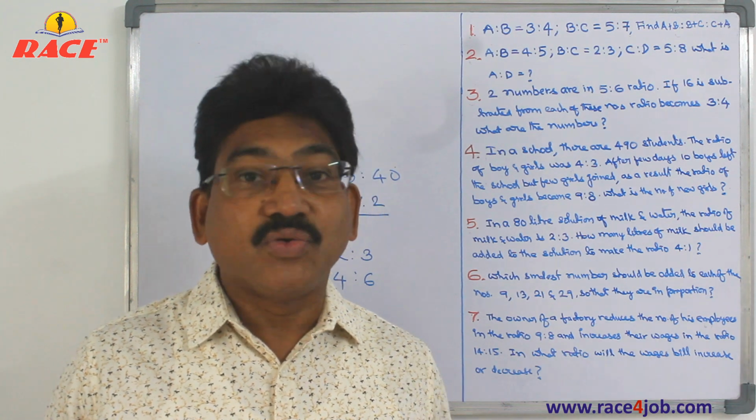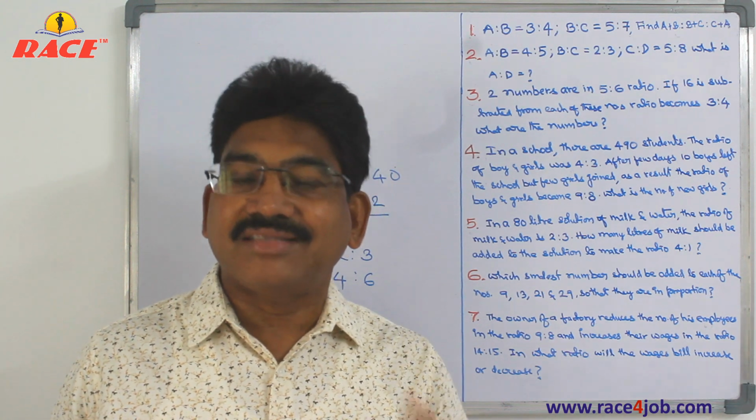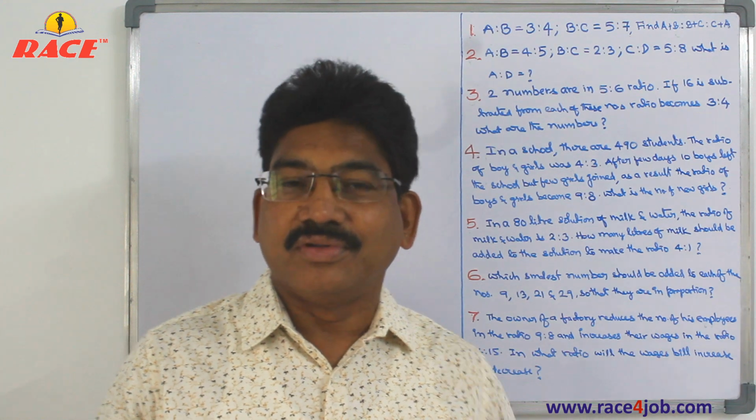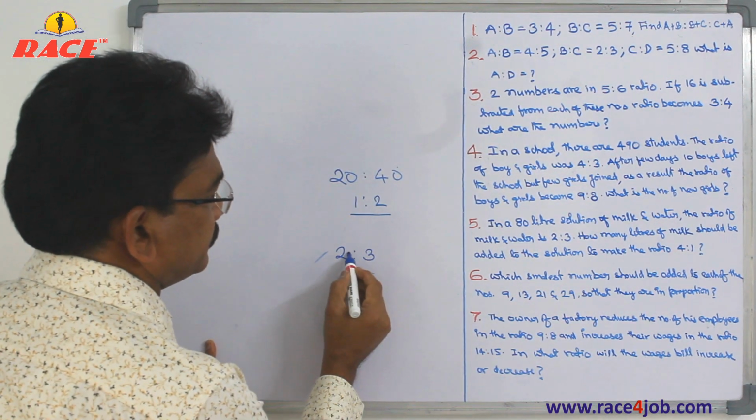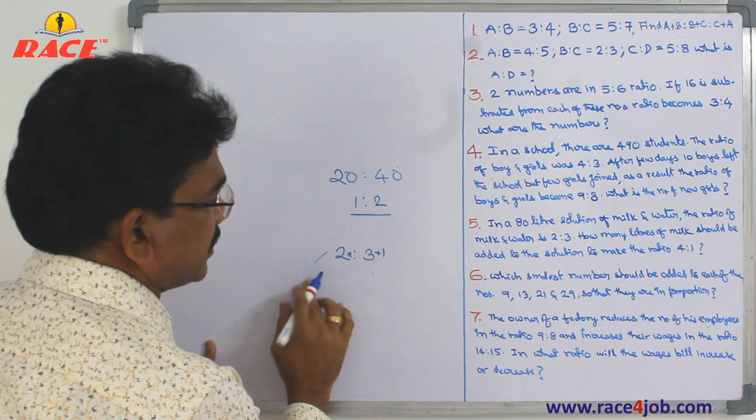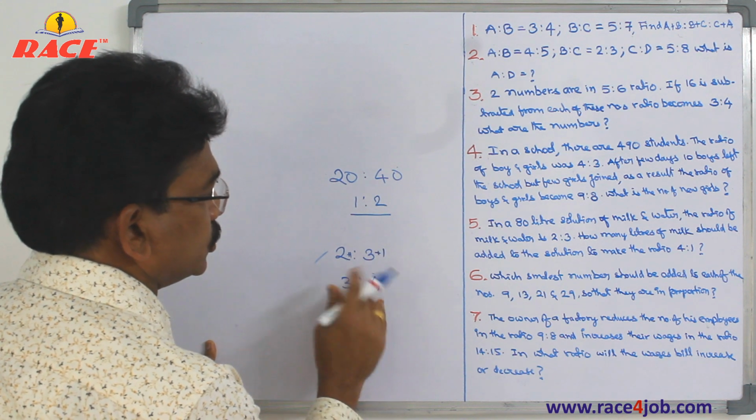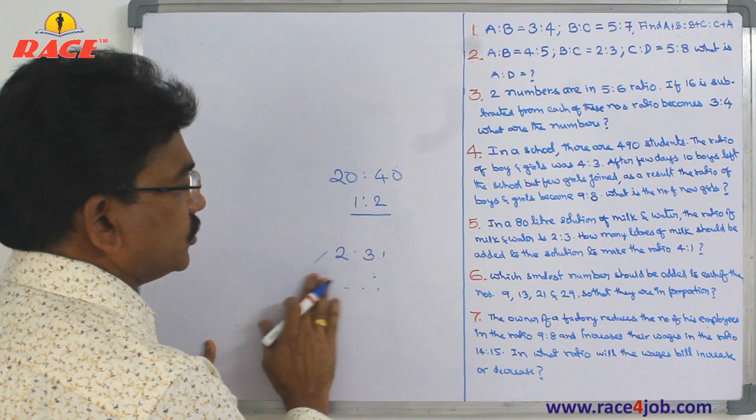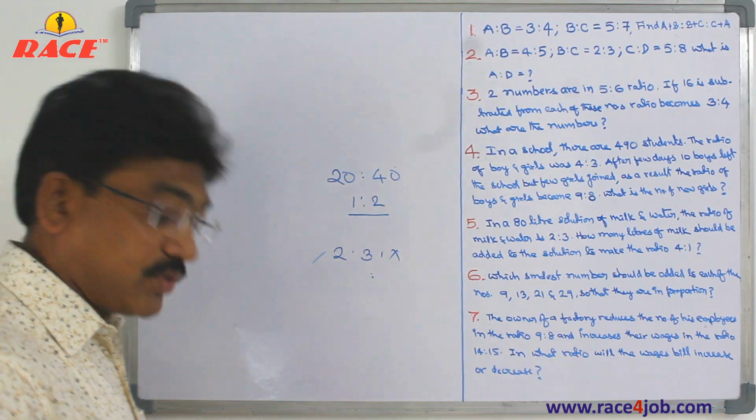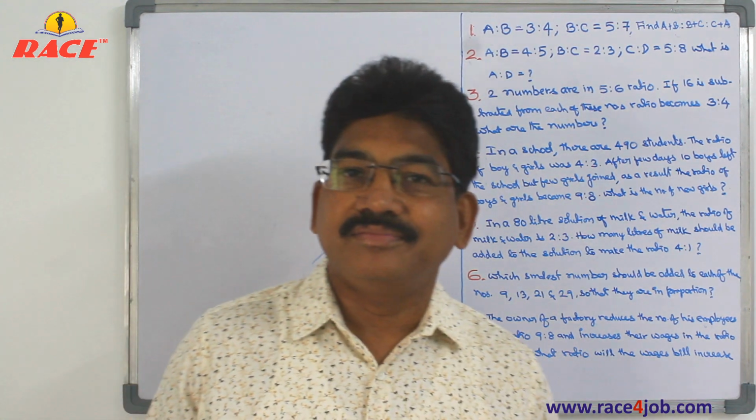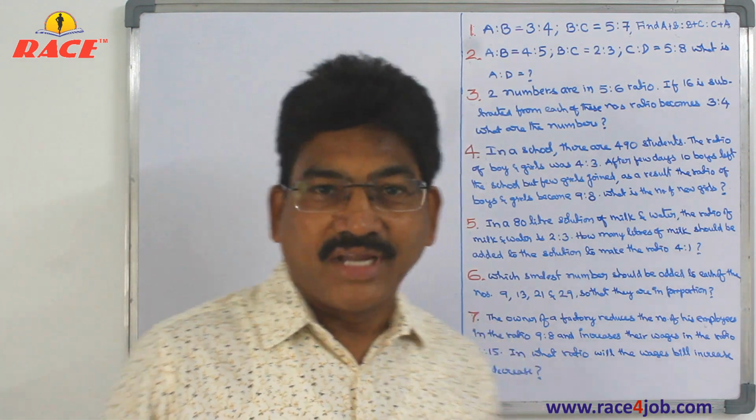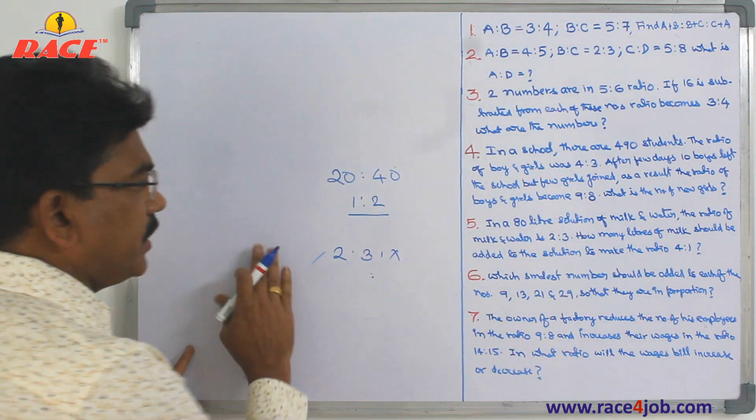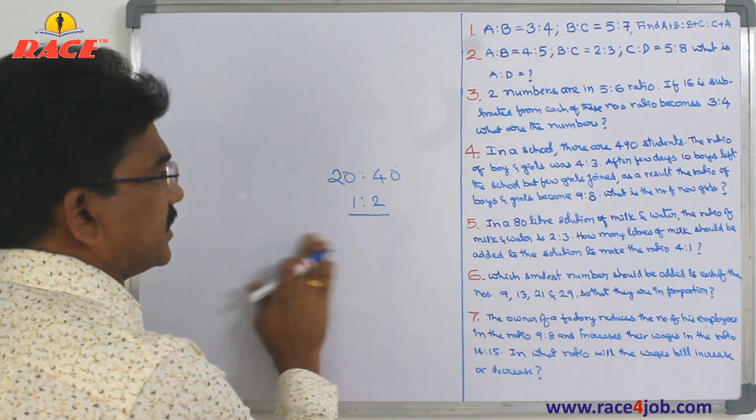And the important thing is you cannot add or subtract any number. The ratio will be different. If I add, for example, 1 here and 1 here, this becomes 3 and this becomes 4. 2:3 cannot become 3:4, so this is wrong. So you can multiply or divide by any number, but you cannot add or subtract any number. This is important.